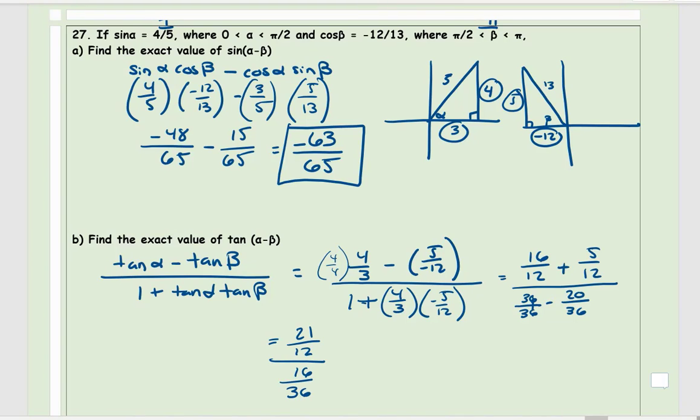So now we have a fraction over a fraction. So we're going to keep change flip. We're going to keep the top, 21 over 12, change the operation, and flip the denominator. Now before I multiply this, I'm actually going to reduce. 12 goes into 36 3 times. Oh, this is actually a 16. Okay, and we can't actually reduce anything here. So we have 21 times 3 is 63. 1 times 16 is 16. That is our answer here.